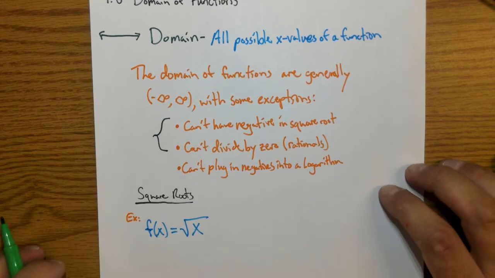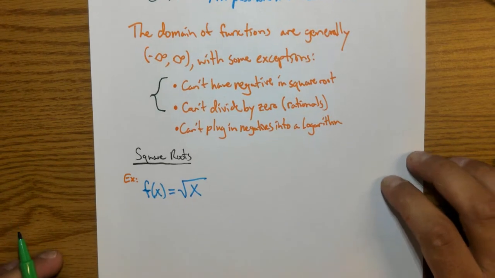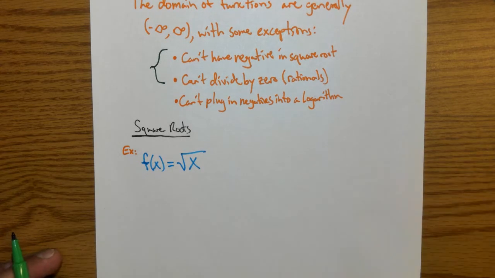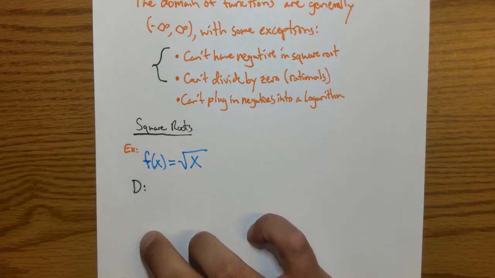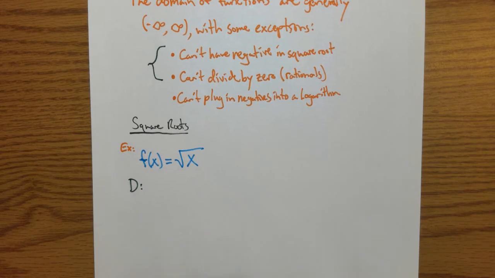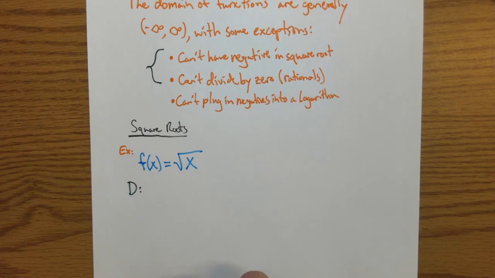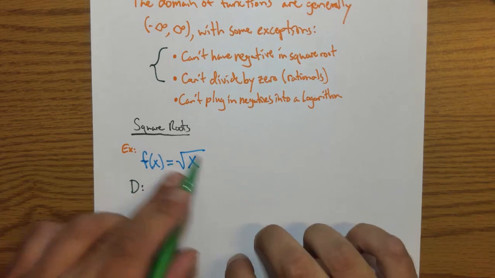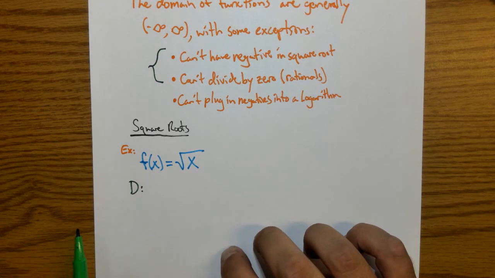So you can't have a negative under a square root. So let's think about the most basic square root function. And that is this. And I want to know, what is the domain of my function? That's what the D stands for. Well, what number can I plug in for x where we'll get 0? And that would actually be 0, right? It's a pretty easy function. Whatever you plug in is what you get.